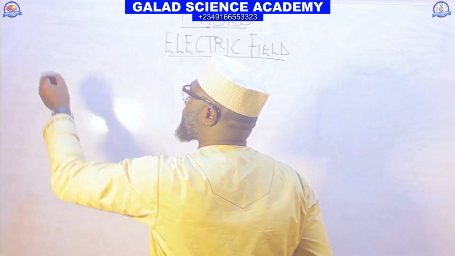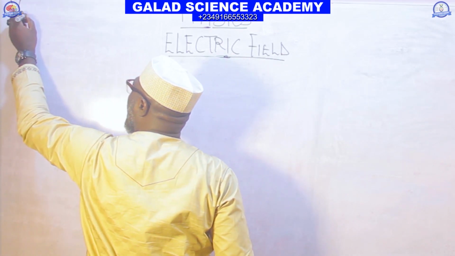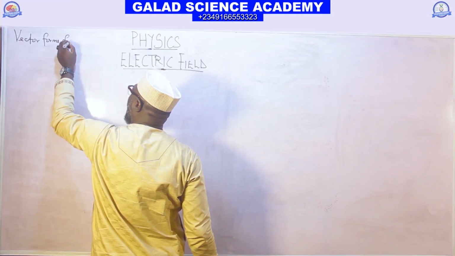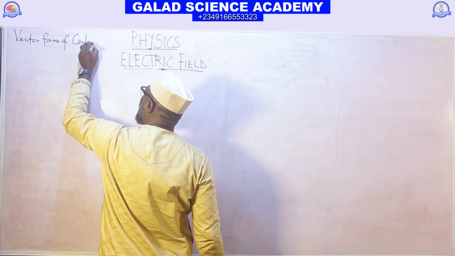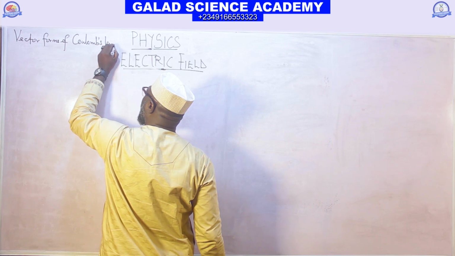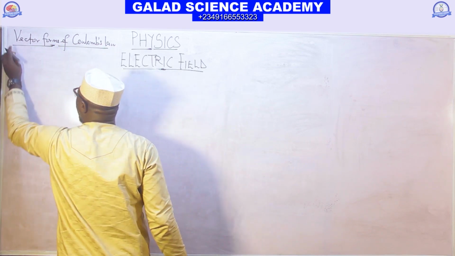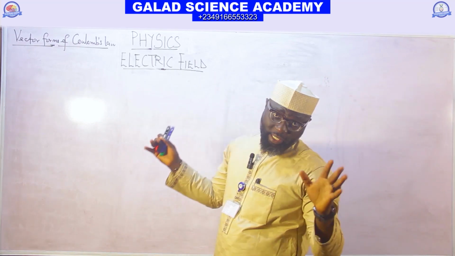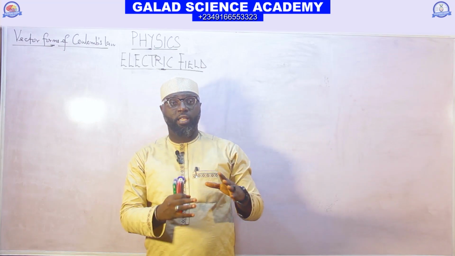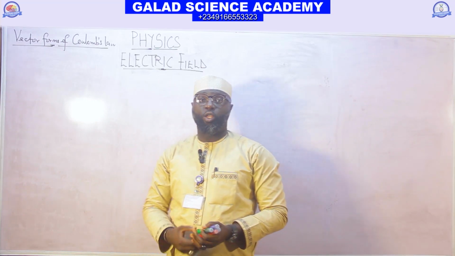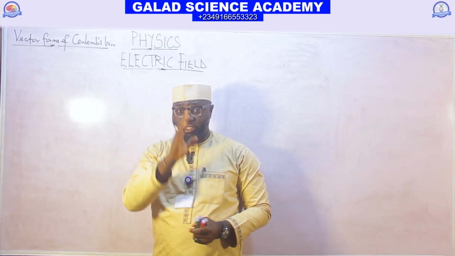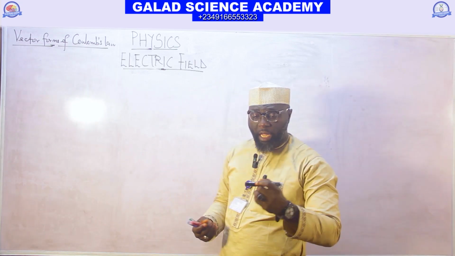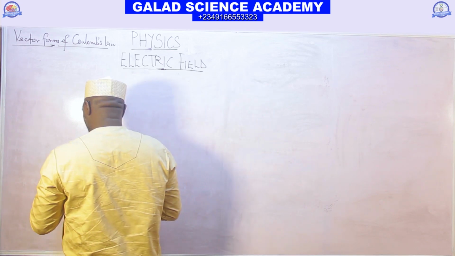So let us look at the vector form of Coulomb's law. So you can see that the first aspect with this is ordinary Coulomb's law. So in this class now, our interest is the vector form of Coulomb's law.